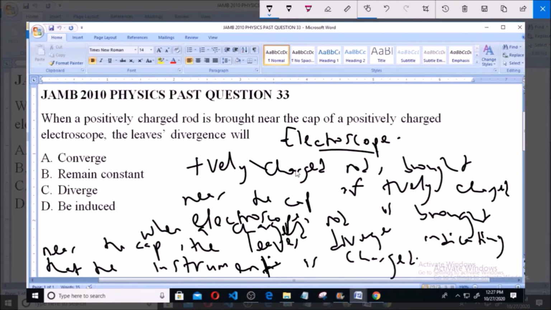So what happens when a positively charged rod is brought near the positively charged electroscope is that there will be further divergence, because you have like charges, of course, repelling. So there will be further divergence. So option C, diverge, is the correct answer to this question.